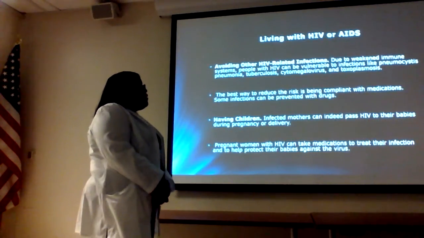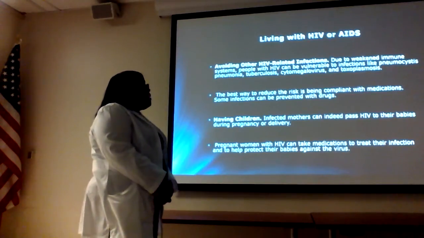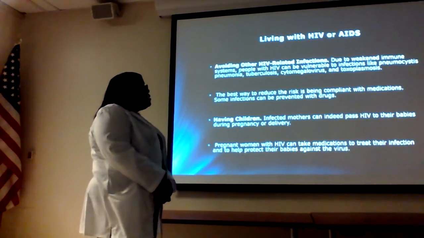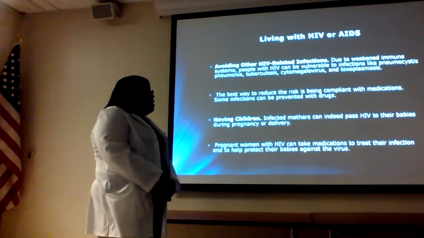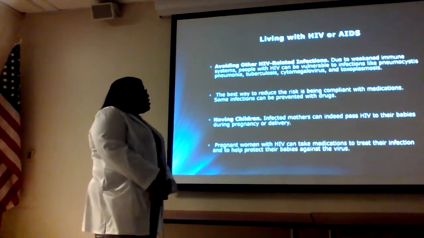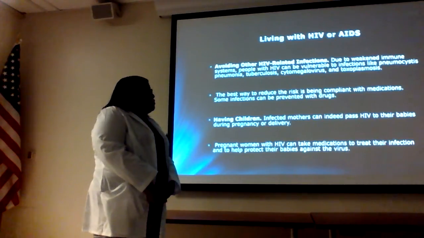Avoiding other HIV-related infections is important also. Due to the weakened immune system, people with HIV can be vulnerable to infections like pneumocystis pneumonia, tuberculosis, cytomegalovirus, and toxoplasmosis. The best way to reduce the risk is being compliant with these medications. Some infections can be prevented with using drugs.